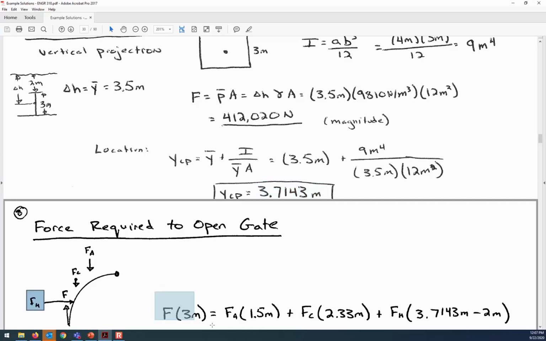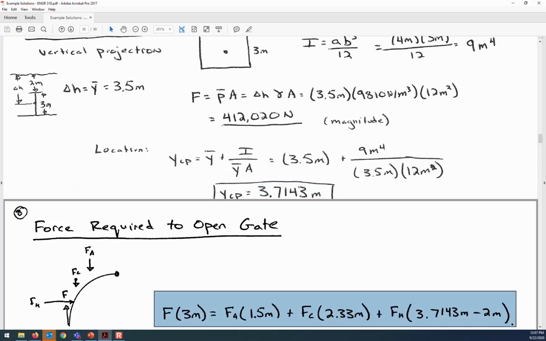So here you can see I'm setting up the clockwise rotation on the left. So F will be pulling the gate open. And then the counterclockwise rotation effects on the right. So all three of those forces are acting to keep the gate closed.